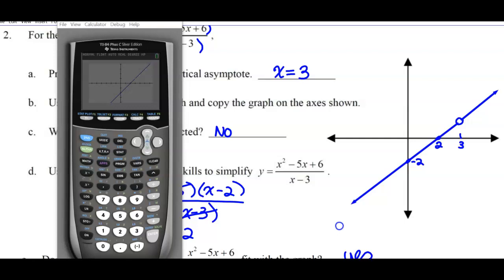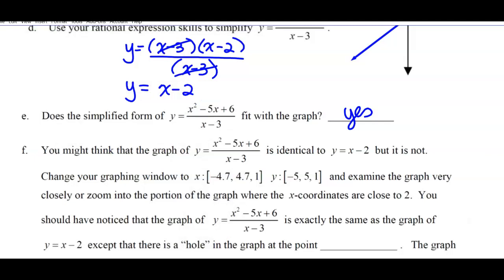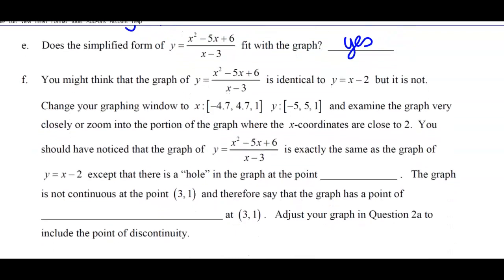Exactly. If it's got a numerator and denominator that are higher than degree 1, factor to see if there's a point of discontinuity, a common factor between the numerator and the denominator. Okay, so let's keep going because we really should find the y value at that point. So we did zoom decimal. You should have noticed that the graph is exactly the same as y equals x minus 2, except there's a hole at the point.